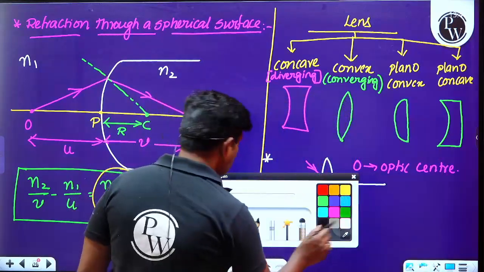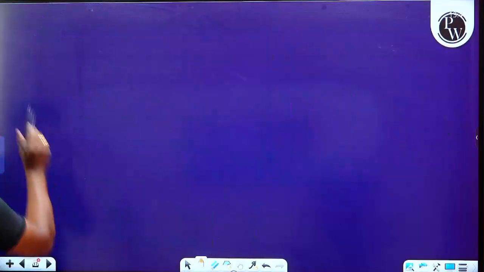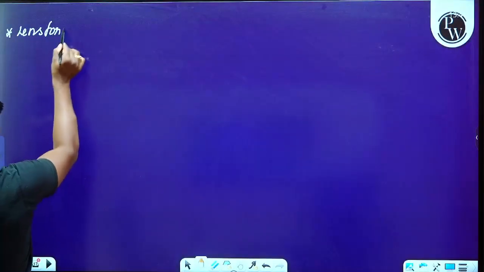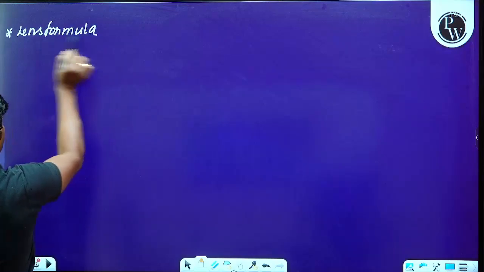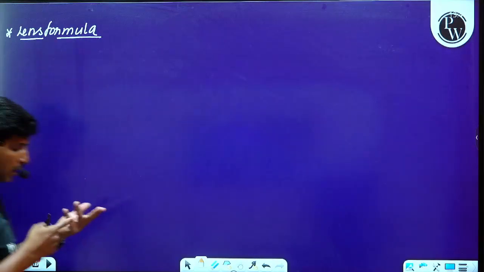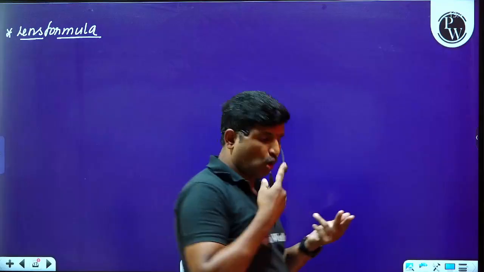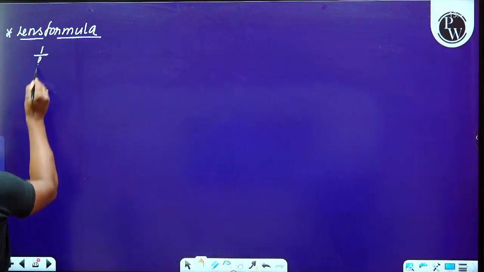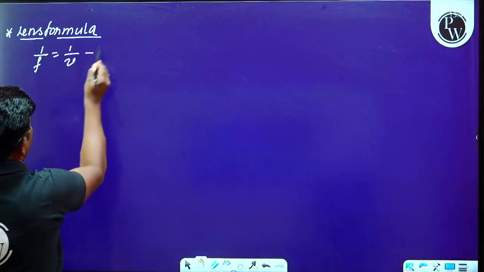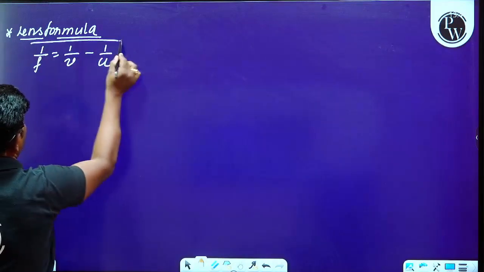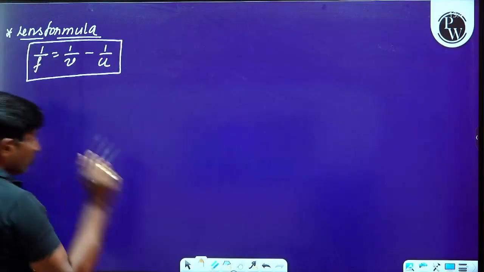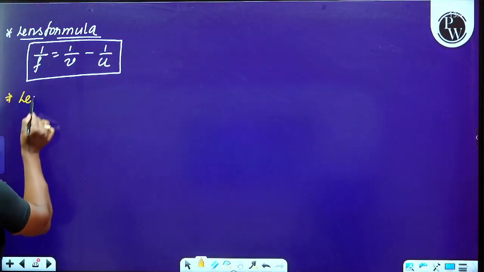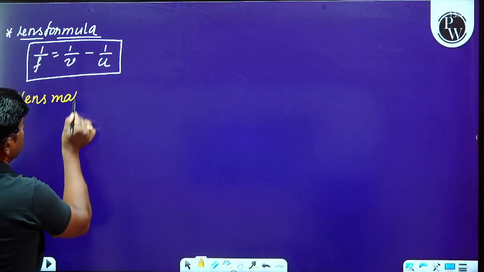Now let us move on to what is the lens formula. It is nothing but the relation between the focal length, object distance, and image distance, and it is called the lens formula. That is, 1 by f is equal to 1 by v minus 1 by u. Okay, and later we have to think about what is the lens maker's formula.